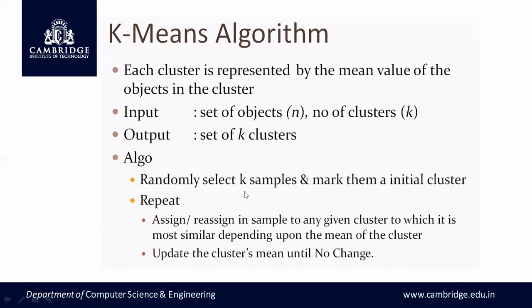So you will randomly select k samples, mark them as initial clusters, and you will repeat the process by taking each data point, finding out the distance, finding out the mean, and once the mean is updated to the cluster, you will recalculate the centroid, and you will repeat this step how long? Until there is no change in the cluster mean. So this is the algorithm.